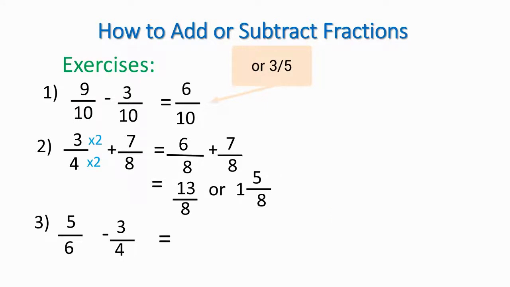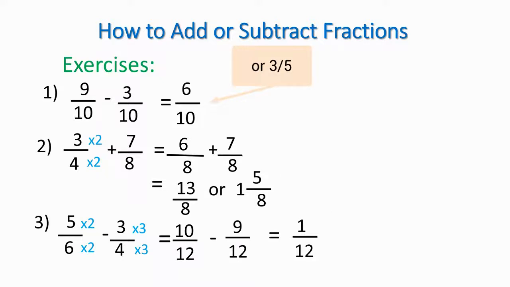For number 3, you should have worked out that the common denominator should be 12. So multiply 6 times 2, which will give you 12, and 5 times 2 is 10. For the second fraction, you multiply both numerator and denominator by 3, so that your 4 times 3 is 12, and 3 times 3 is 9. So copy the common denominator of 12, and then subtract the numerators. 10 minus 9 gives you 1, and so you have 1/12.